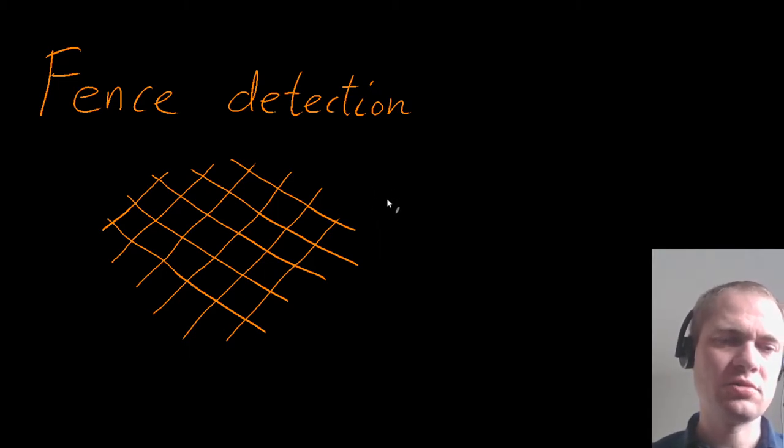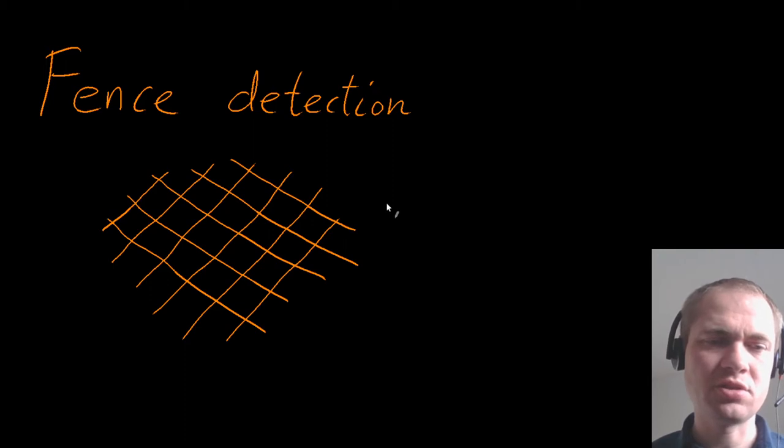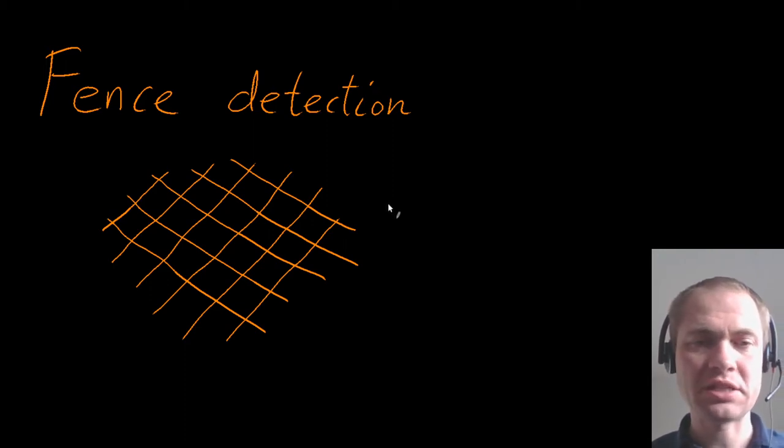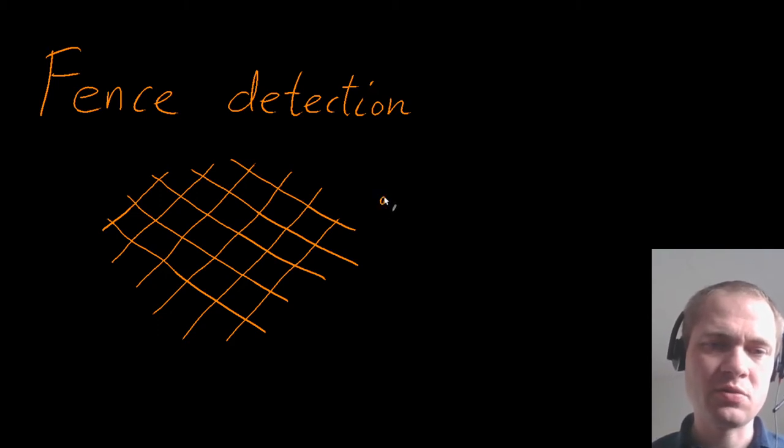And this structure has some interesting properties, especially if you want to detect them. If we need to have a computer detect something for us, then it's beneficial to tell it what to look for. And the first thing that comes to mind when I watch this is that the fence has a periodic structure.